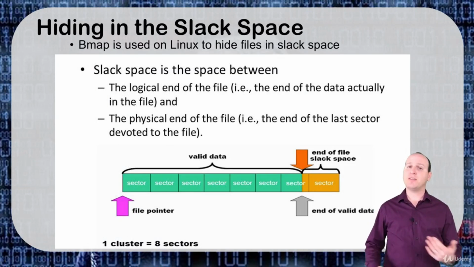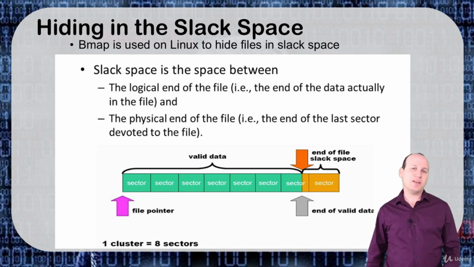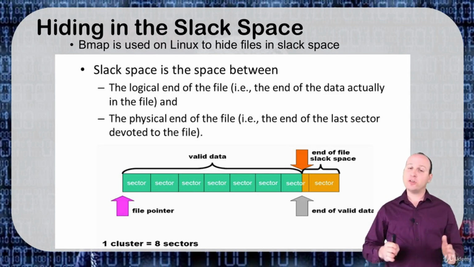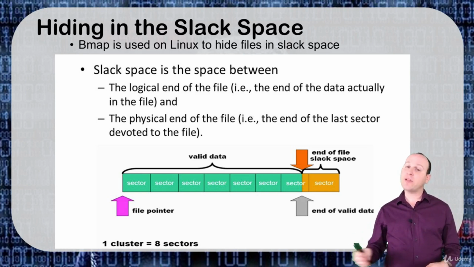So we talked about hiding in the slack space. In Linux, we have a program called bmap, and we can use that to hide files in the slack space. What exactly is the slack space? Well, when you put a file on a hard drive, it is actually divided into sectors, and there's sometimes extra space. We call that the slack space.